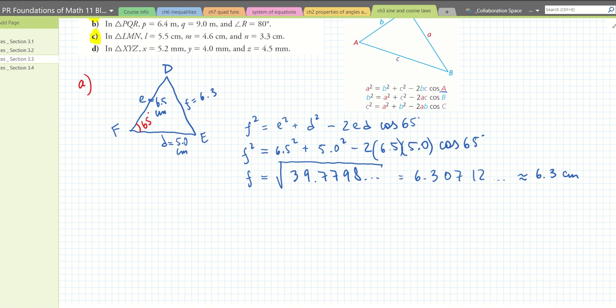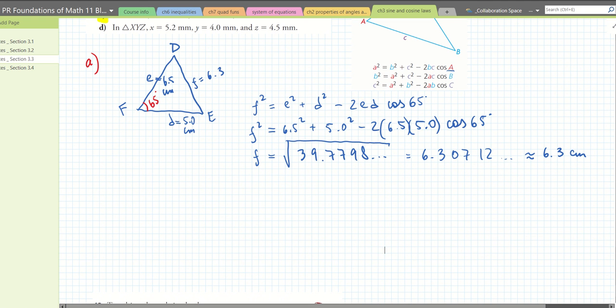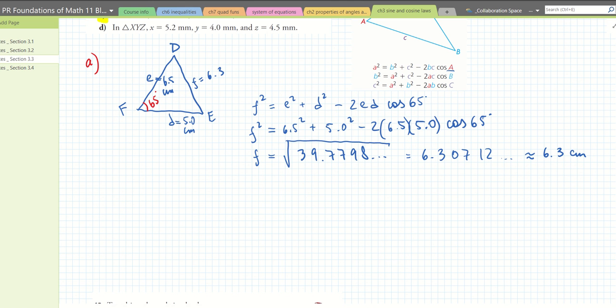So let me use sine law first and then also use cosine law just to show you that you can still find it using cosine law as well. You can use cosine law to find the angles and sides, but sometimes it's easier to use sine law because it's simpler. So anyway, we know what side F is. We can find one of the missing angles. So let's say we use sine law now to find the angle D.